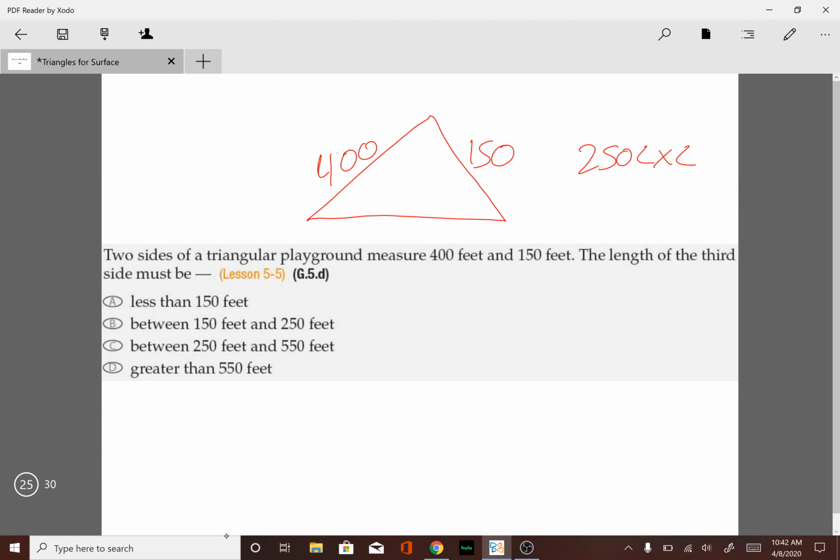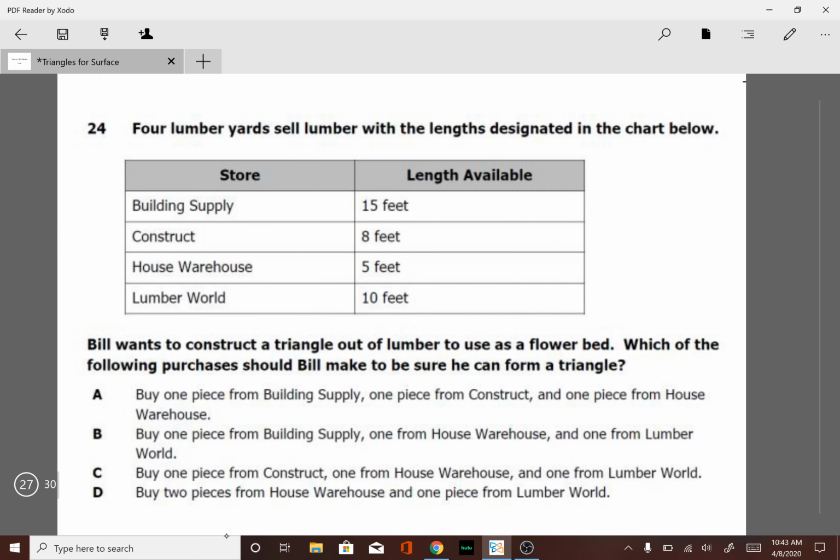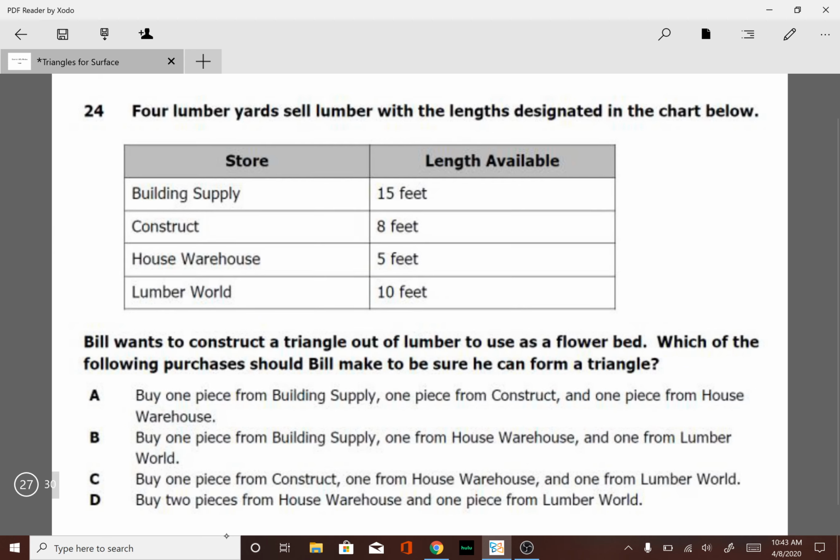Determine if a triangle exists. Bill wants to construct a triangle out of lumber to use as a flower bed. Which of the following purchases should Bill make to make sure he can form a triangle? So remember, any two sides have to add up to be greater than the third side. So if he buys one piece from Building Supply, one piece from Construct, and one piece from House Warehouse, well, the two short sides have to add up to be greater than the longest side. So 5 plus 8 is not going to be greater than 15, so A is not going to work.